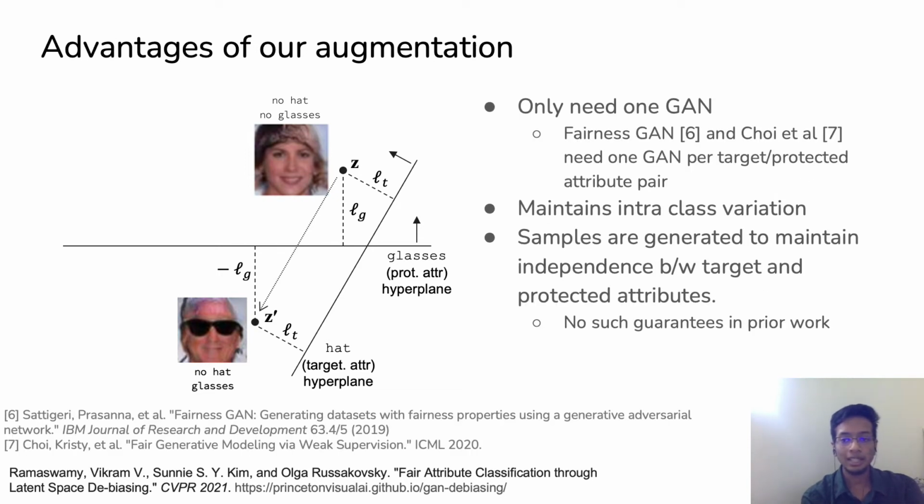Computing our balanced synthetic dataset in this way has many advantages. The first one is that our method can use a single GAN to decorrelate multiple target protected attribute pairs, whereas previous works require one GAN per attribute pair. This method also preserves the intra-class variation of the attribute. Consider an attribute like smiling. This attribute ranges from not smiling to partially smiling to smiling. Since the z's are chosen at random, a similar distribution exists in the synthetic dataset. The final advantage is that the samples are generated to maintain an independence between the target and the protected attributes.